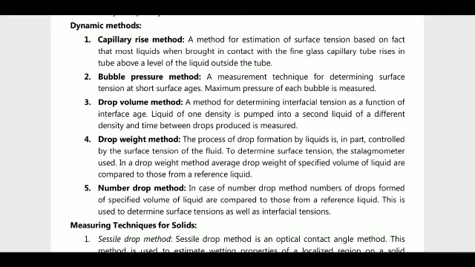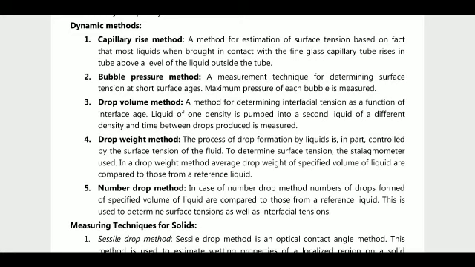Fourth method, drop weight method. The process of drop formation by a liquid is partly controlled by the surface tension of fluids. To determine the surface tension, the stalagmometer can be used. In the drop weight method, the average drop weight of a specified volume of liquid is compared to that from reference liquids. The weight of the drops is determined for a specific volume of liquid and for the reference liquid. After that, these two can be compared.